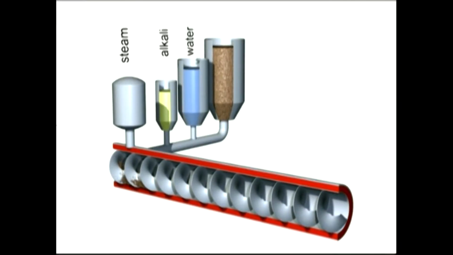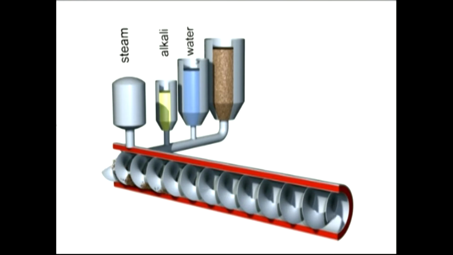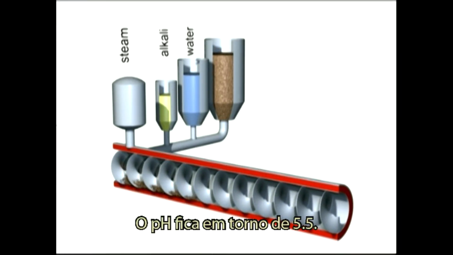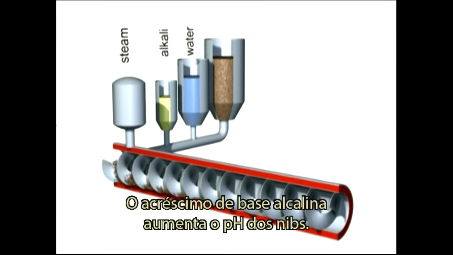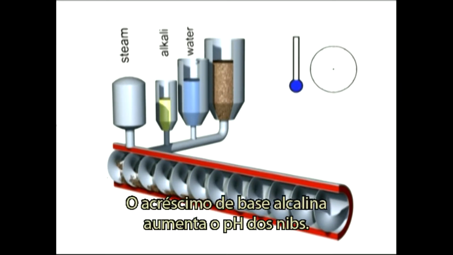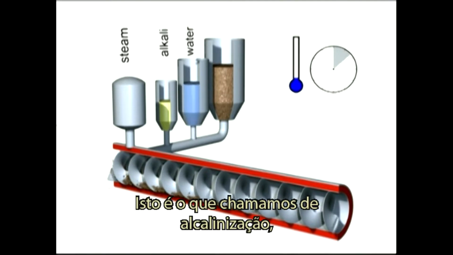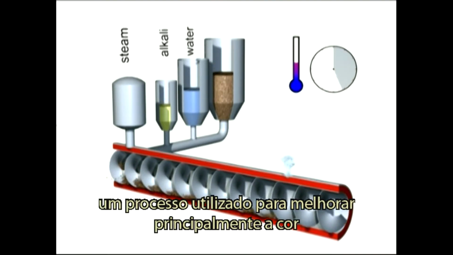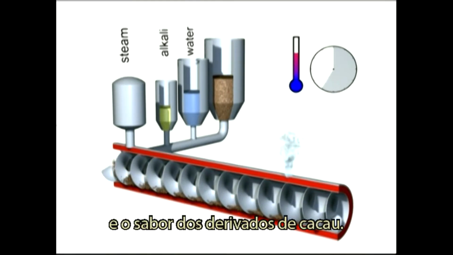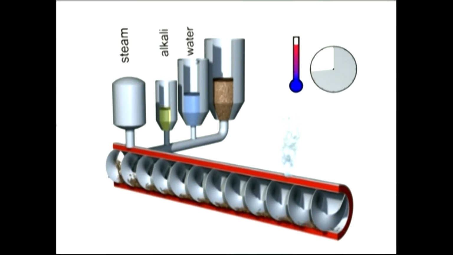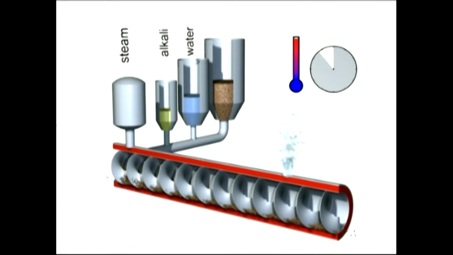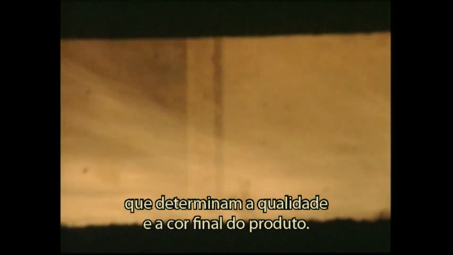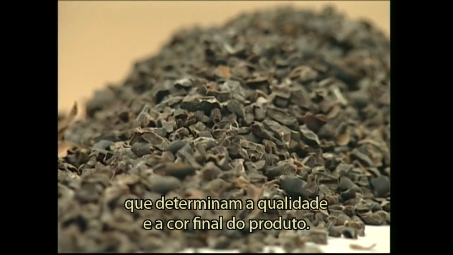As a result of fermentation, cocoa beans are slightly sour and acidic. The pH value is around 5.5. Adding alkali increases the pH in the nibs. This is what is called alkalization, a process used to improve mainly the color but also flavor of the cocoa products. It is the intensity of the alkalizing process and the stage at which it takes place that determines the quality and final color of the product.